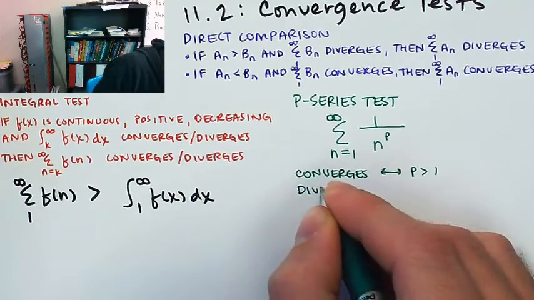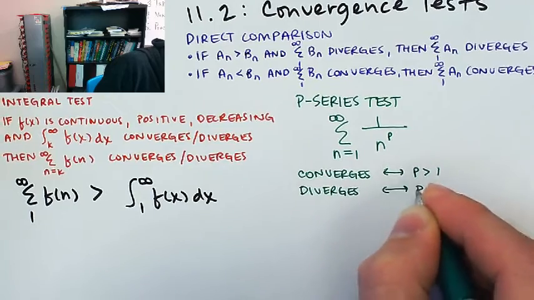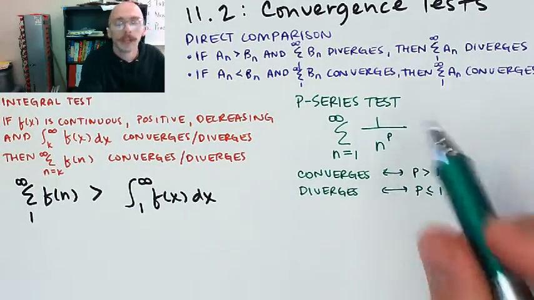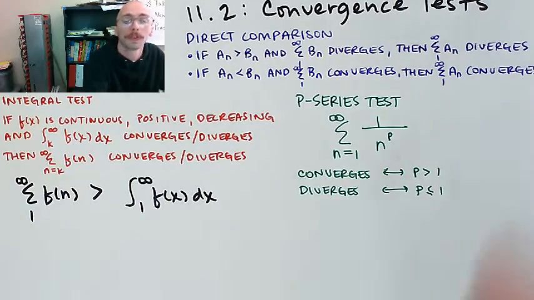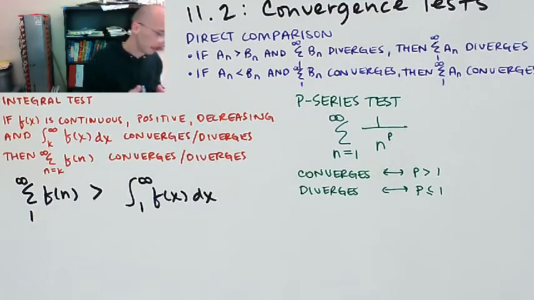And this diverges when p is less than or equal to 1. When p is equal to 1, that's the sum of 1 over n. That's 1 plus a half plus a third plus a fourth plus a fifth. That's the harmonic series, and you know that diverges, okay? So I'm not even going to spend time on that, right? Because we all agree the harmonic series diverges.